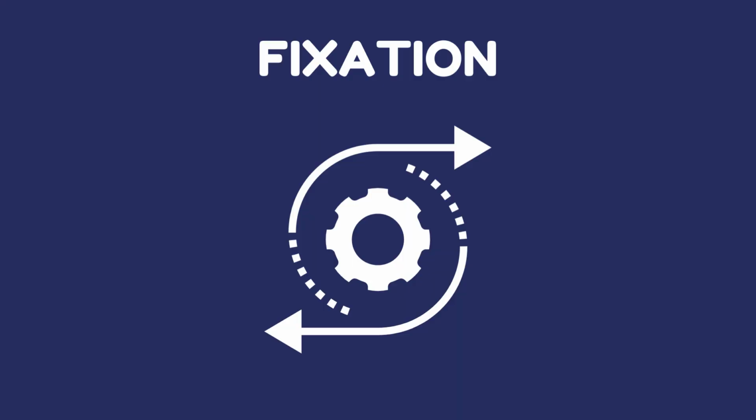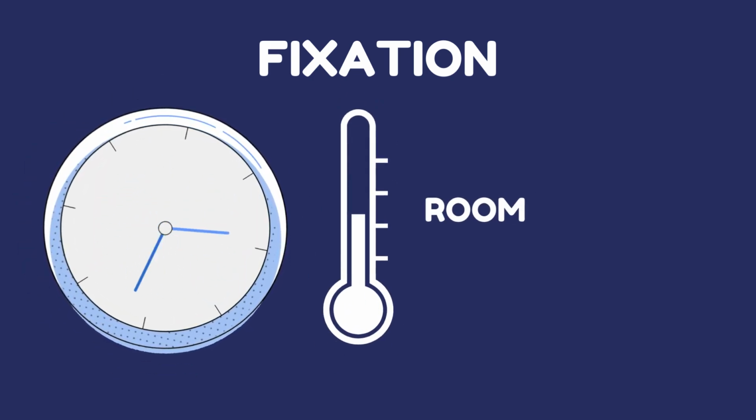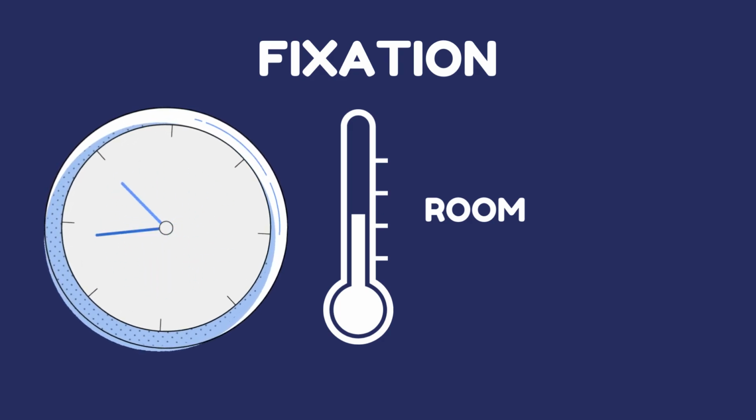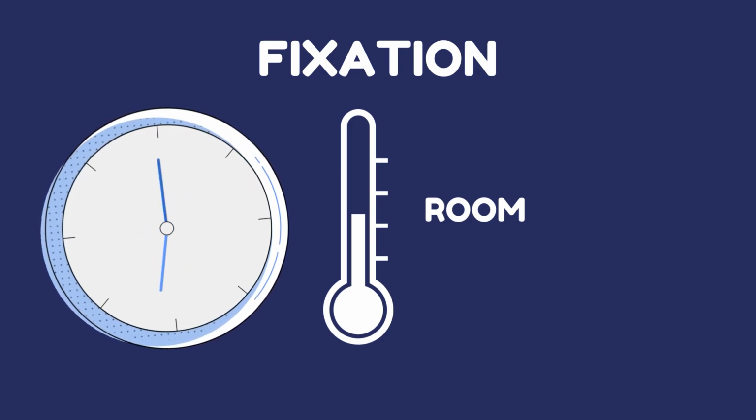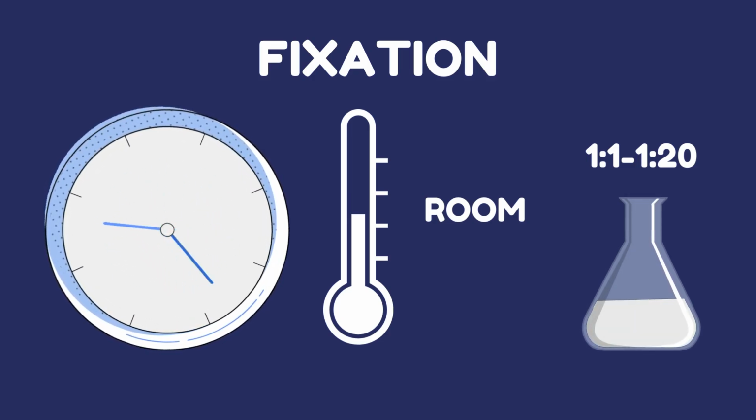Something else to take note of is proper tissue fixation. As mentioned before, if done incorrectly, it can change the structure of the tissue and cause difficulty with antibody binding. Generally, fixation for 24 hours at room temperature is suggested for most tissues. You must also choose the correct ratio of tissue to the fixative, as this can impact the extent of immunohistochemistry occurring. A recommended ratio is 1:1 through 1:20.